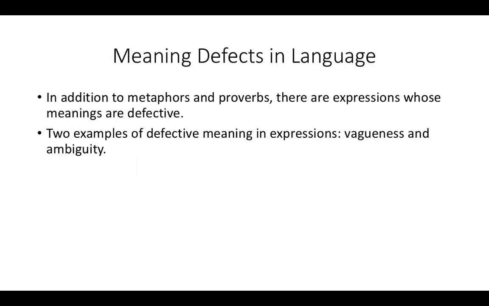Now let's look at meaning defects in language. Meaning defects. In addition to metaphors and proverbs, there are expressions whose meanings are defective. Two examples of defective meaning in expressions are vagueness and ambiguity. So we just want to look at vagueness and ambiguity and then the problems they are capable of generating.